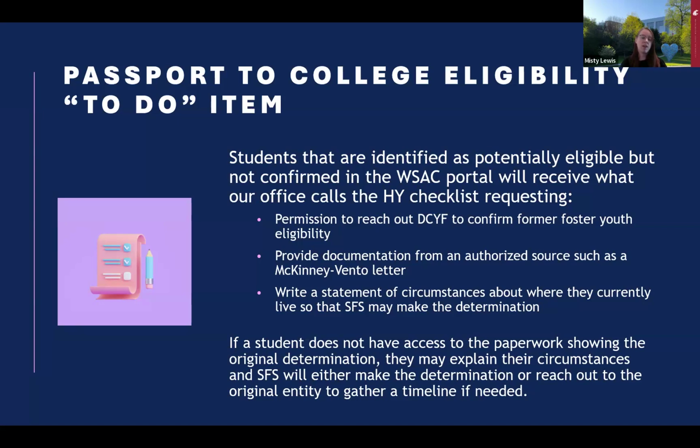If a student does not have access to the original paperwork showing the original determination, like that McKinney-Vento letter is lost, they can explain their circumstances and SFS will make that determination or reach out to the original entity if the timeline is needed, because we understand that this population doesn't necessarily always have original documentation with them or the ability to reach out and find it.